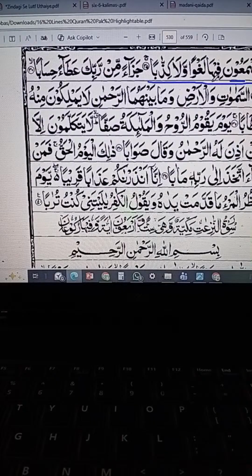Fiha. Ya madda is here. We have to stretch this ya because of the definition of ya madda: before ya sakina, if there is a zir, we have to stretch it. Fiha. Again, the alif madda is here. As I told, fiha laghwan wa la. Alif madda is here. We have to stretch it. Laghwan wa la kidhaba.